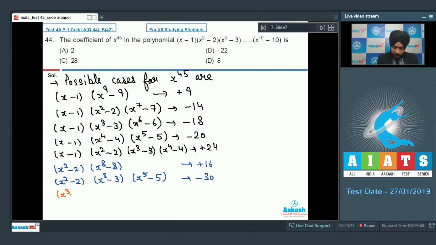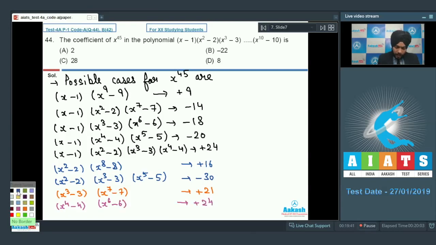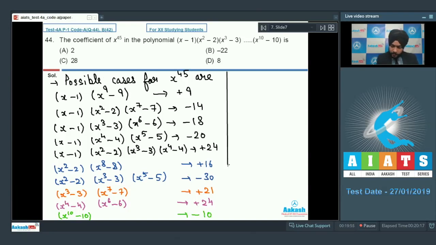Starting with x cube minus 3, we have only one possibility, that is x cube minus 3 into x power 7 minus 7, plus 21. Starting with x power 4 minus 4, again one possibility, x power 4 minus 4 into x power 6 minus 6, that is plus 24. The last but not the least is x power 10 minus 10. Except this, all the variables will be taken, x power 1, x power 2 up to x power 9. So minus 10. What is going to be the final answer?